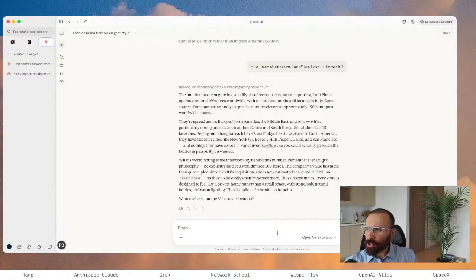How is LVMH operating Loro Piana? How much involvement do the LVMH executives have in operating Loro Piana? And how is Loro Piana able to control its identity even after the acquisition?